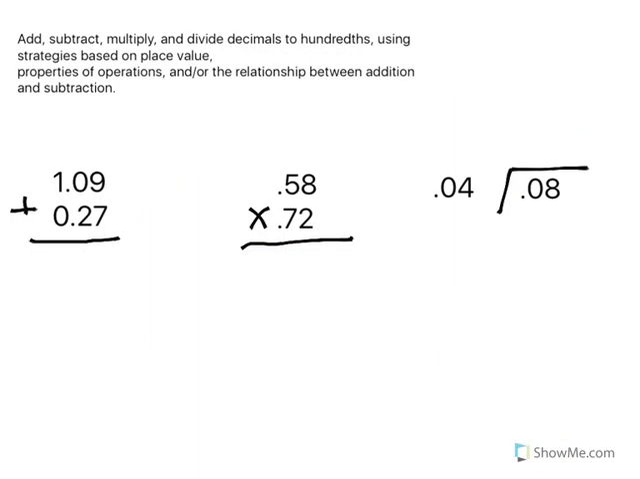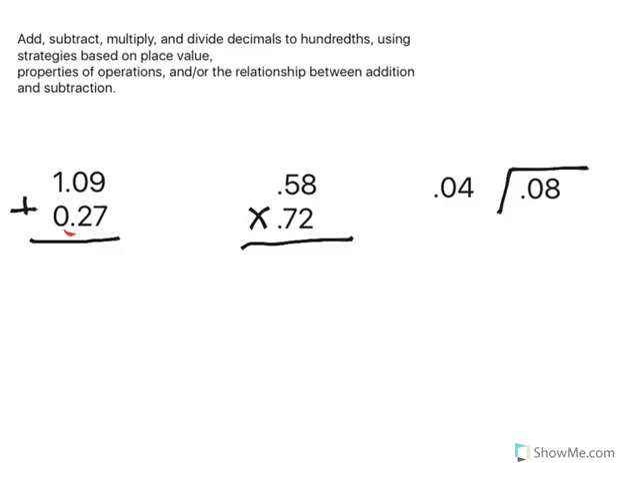So for our next concept, we are using numbers with decimal places to the hundredth, or place values to the hundredth. And so we're going to be multiplying, adding, subtracting, and dividing. So on the left-hand side, we have addition, which the key trick here is to make sure your decimals line up. Once you have your decimals lining up, everything else should be just like normal addition.